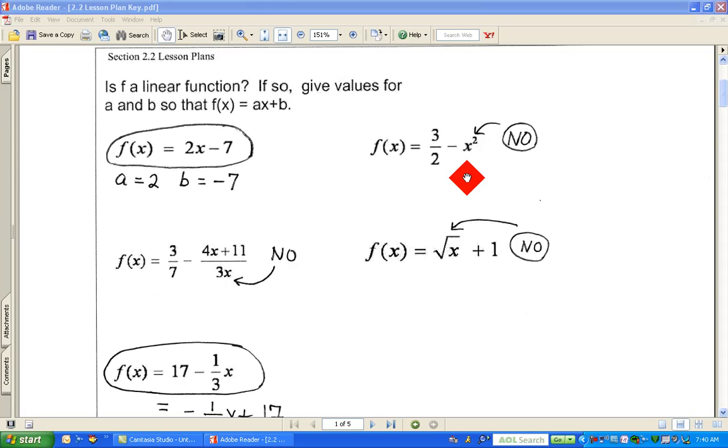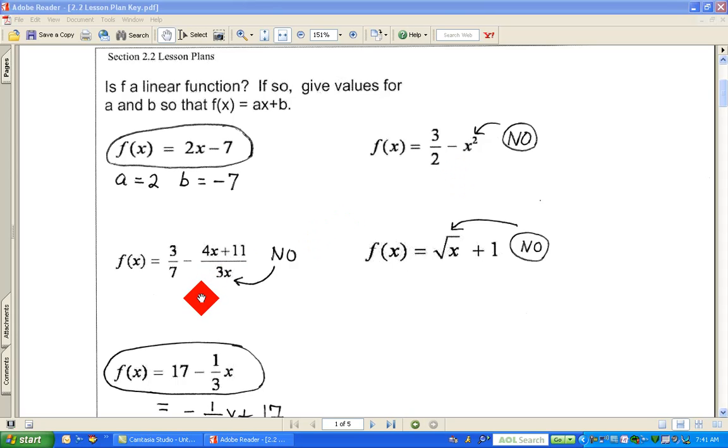When I look at this next example, the reason I write a resounding no here, the reason this is not a linear function, is because you'll notice that the degree on the x is 2. That immediately kills it from being a linear function, because the graph is not a line. In fact, the graph does turn out to be a parabola. You've seen that in previous units. But that is definitely not a linear function.